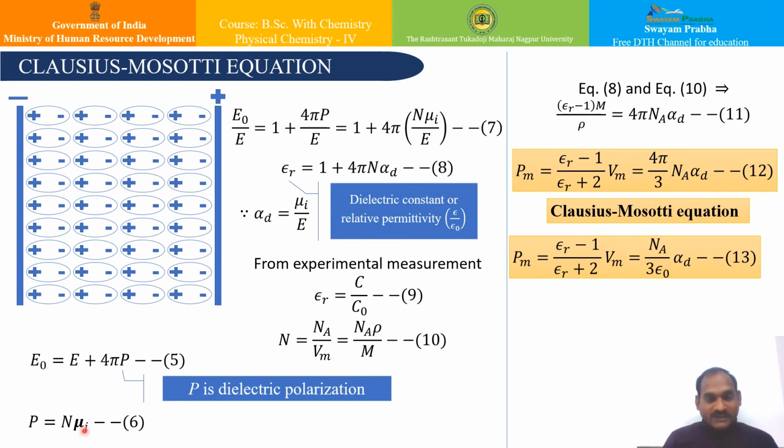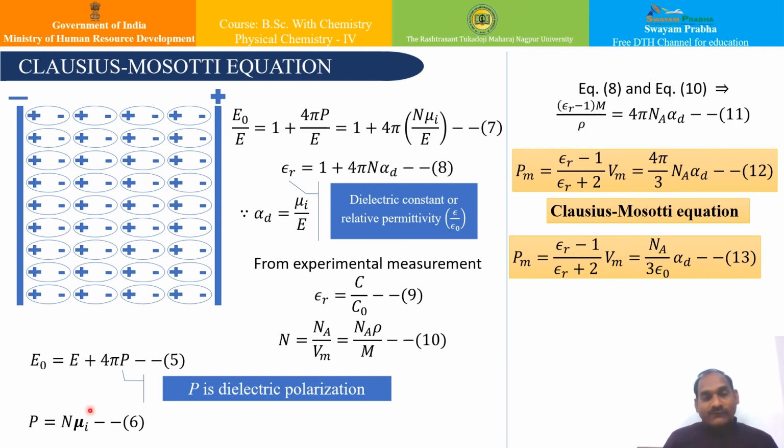So now you must be able to relate that this is the induced dipole moment. So P is equal to N into mu I, isn't it? And therefore, this induced dipole moment per unit volume is justified. This N, in equation 6, is the number of molecules per unit volume of the dielectric. Okay, you can see over here.